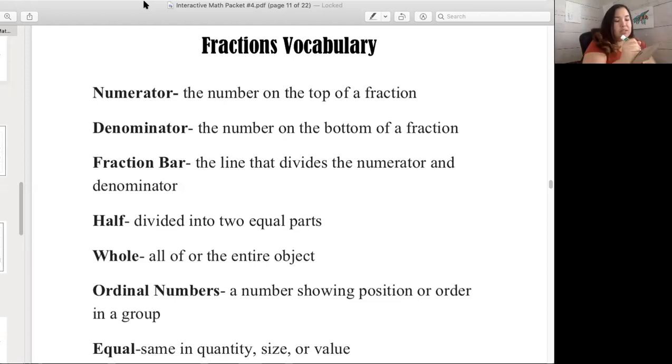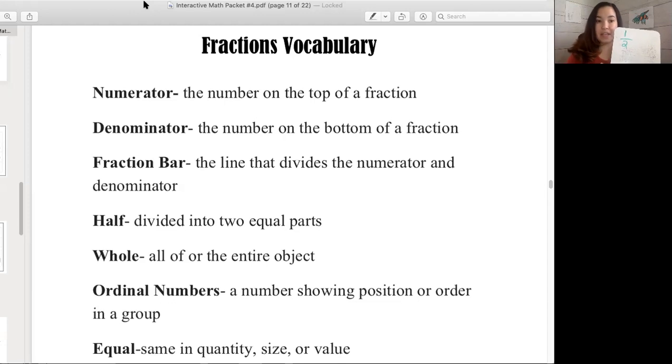Fractions can also be written like this. Actually, sometimes people write them like this, but that usually is in reference to a measurement, not a fraction. So I would like for you to keep your fractions like this, okay? All right, straight up and down. All right, let's move on.